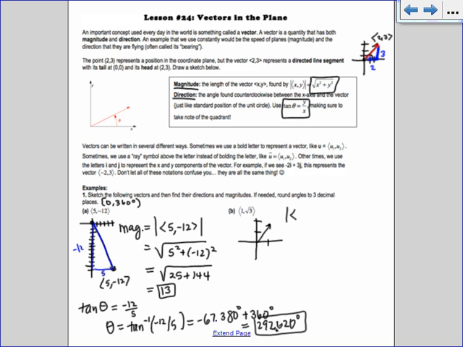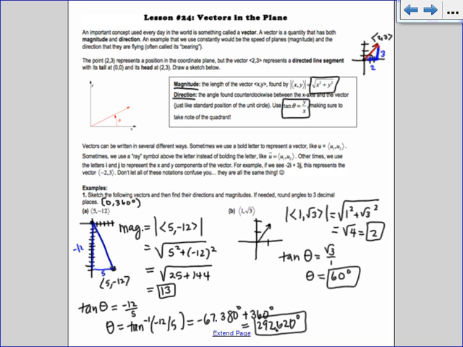So if I come up with the magnitude, I have the square root of 1 squared plus the square root of 3 squared, which ends up being 1 plus 3 is 4. So the square root of 4 is 2. So that's our magnitude. And then our direction, we find tangent of theta equals the y value over the x value. So when you find theta, you get 60 degrees. And that makes sense. It's the first quadrant, so that is our theta.